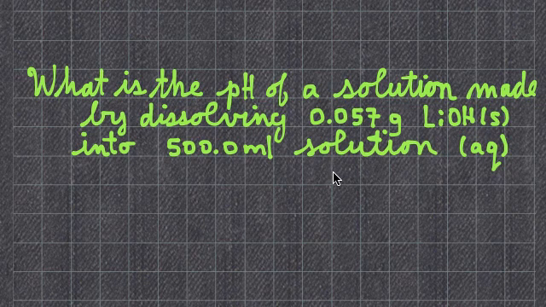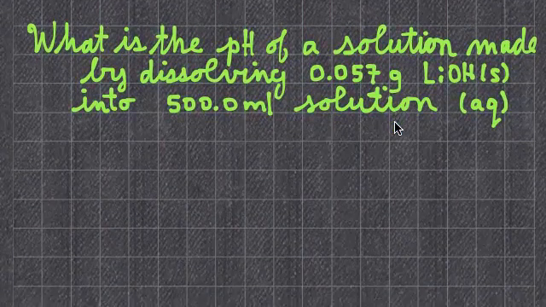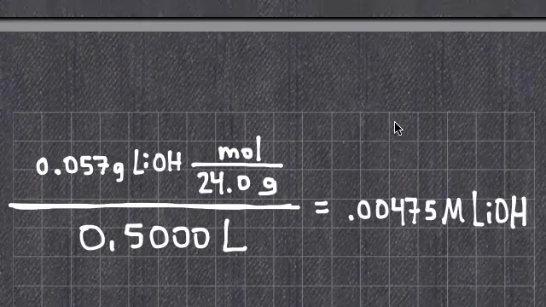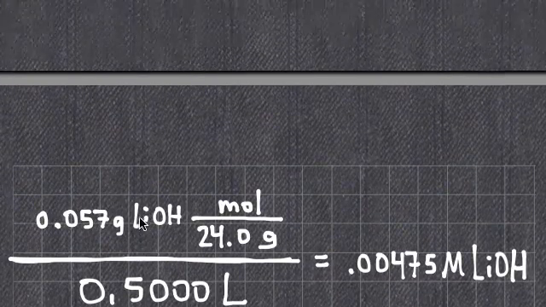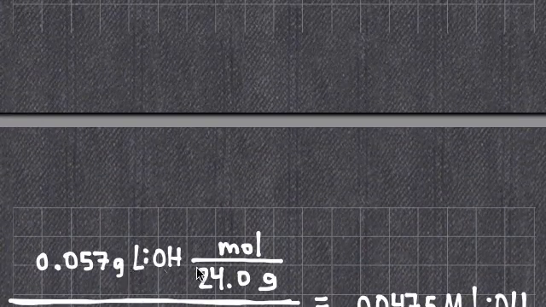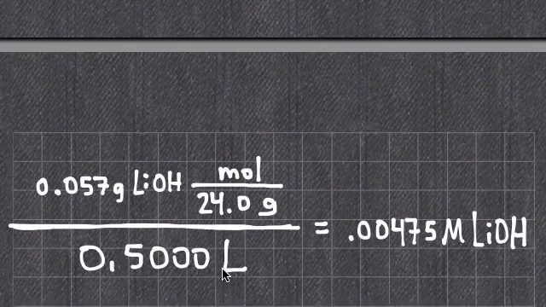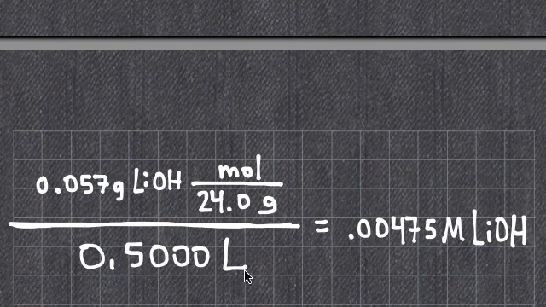What's the pH of a solution made by dissolving 0.057 grams of lithium hydroxide, a strong base, solid, into 500 milliliters solution? Well, the first thing you might think to yourself when you see grams is, change it to moles. You got it. So let me change grams to moles, and I can do this in one fell swoop if I'd like. My grams to mole calculation is that, 1 lithium, 1 oxygen, and 1 hydrogen. It's in 500 milliliters or 0.5 liters.